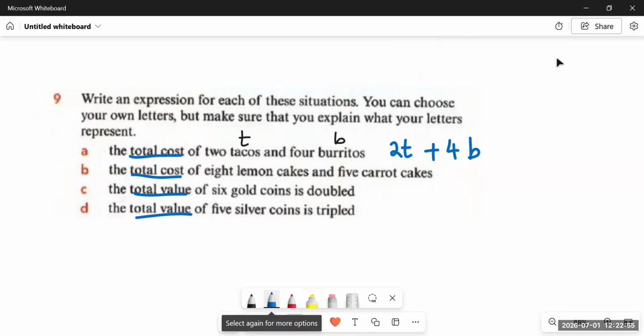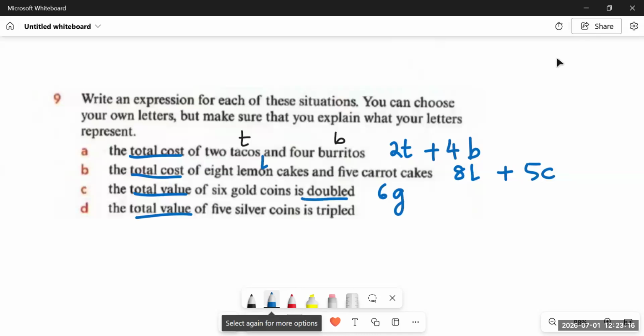8 lemon cakes, let's say this is L. 8 lemon cakes would be 8L. 5 carrot cakes plus 5C. Then the total value of 6 gold coins. Let's say the gold coins is G. So it will be 6G. And it's doubled. The total value of 6 gold coins is doubled.